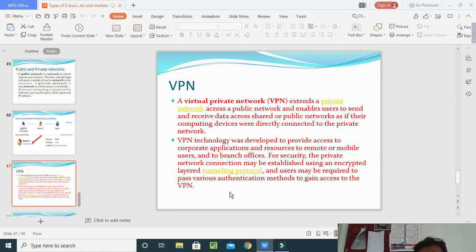Now we have one more, that is VPN, virtual private network. It extends a private network across a public network and enables users to send and receive data across shared or public networks as if their computing devices were directly connected to the private network. With a VPN, while sending a message from one computer to another, from public to private or private to public, the VPN connects the computers to each other, and this is the main work of a VPN. VPN is a technology developed to provide access to corporate applications and resources to remote or mobile users and to branch offices or sometimes head offices.